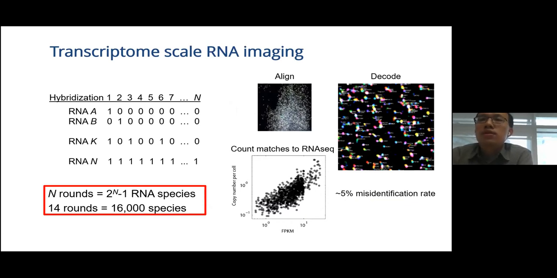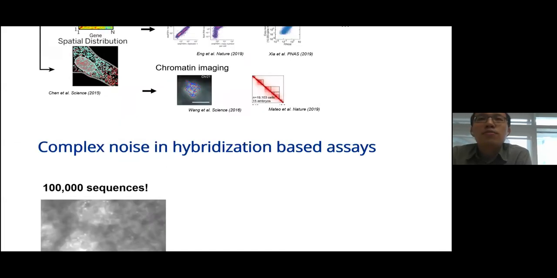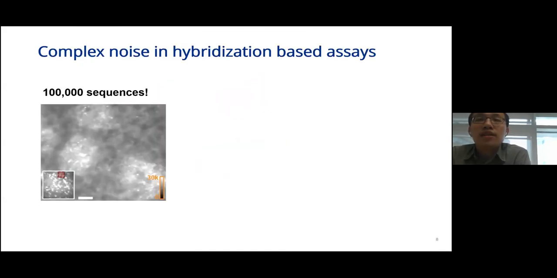From this, we saw that the counting is actually pretty accurate if we compare it to RNA-seq. The nice thing about this is that it scales pretty favorably with the number of hybridizations. In fact, very recently, the Cai lab and Xiaowei lab showed that this technique can be extended to genome scale, so now it's almost comparable to doing sequencing. There are many applications that we can envision: to map the different cell types, image chromatin, or construct spatial cell atlases.